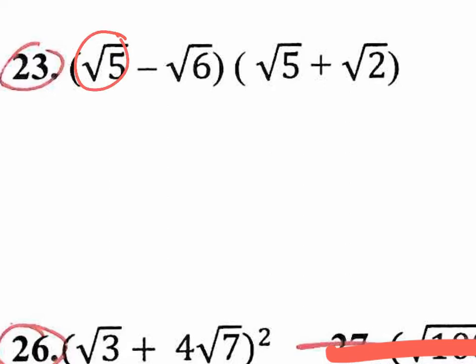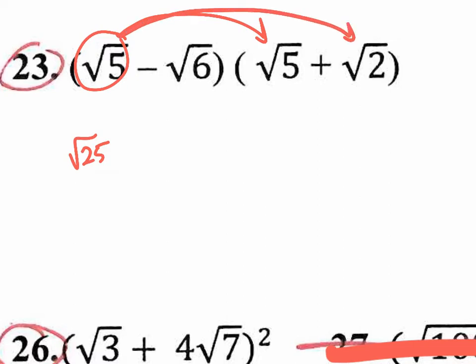The square root of 5 times the square root of 5 is what? Yeah, I want to show my work, the square root of 25, and later it'll become 5, right? And the square root of 5 times positive square root of 2. A positive times a positive is a positive, and square root of 5 times square root of 2 is what? Square root of 10, all right?